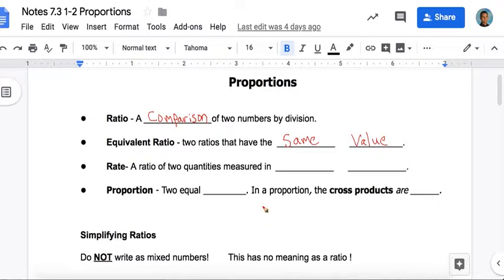Rate, a ratio of two quantities measured in different units. An example would be miles per hour. And then finally, our key word for today is proportion. And a proportion is two equal ratios. In a proportion, the cross products are equal.